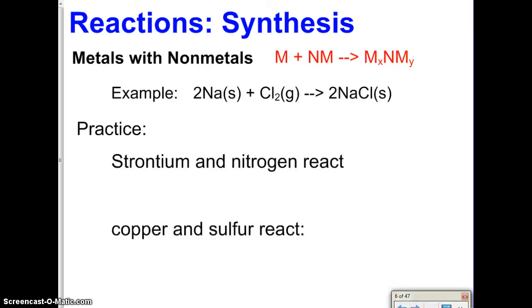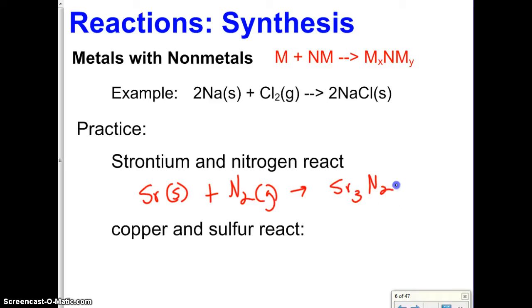Okay, again, ionic compound here, metal, non-metal, forming an ionic compound. So we have strontium, Sr, solid, plus nitrogen, N2, which is a gas. Really no different than the metal with oxygen, except we just have nitrogen here. So when we put strontium, which is a +2 charge, with nitrogen, which is a -3 charge, we are going to get Sr3N2. It's an ionic compound, no water present, must be a solid.